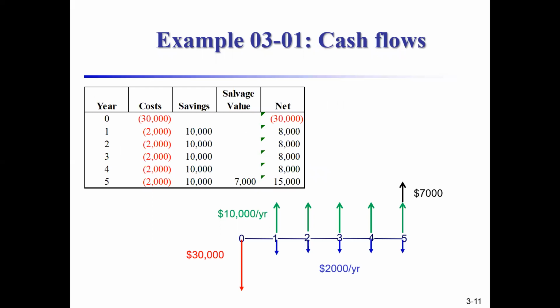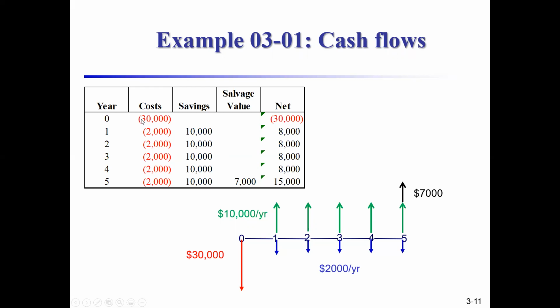Here's what we might do. The book loves these line drawings with a 0, 1, 2, 3, 4, 5, and up and down arrows for meaning cash out versus cash in. They've always annoyed me, but they're a textbook staple, so I will talk about them here. So here's an example of what we just described in the previous page.